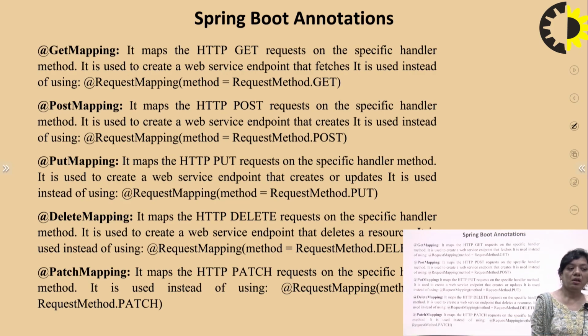@DeleteMapping maps the HTTP DELETE request on the specific handler method. It is used to create a web service endpoint that deletes a resource. Also, it is used instead of using @RequestMapping. The method which we use is RequestMethod.DELETE. @PatchMapping we use. It maps the HTTP PATCH request on the specific handler method. It is used instead of using the @RequestMapping method, and we use RequestMethod.PATCH.